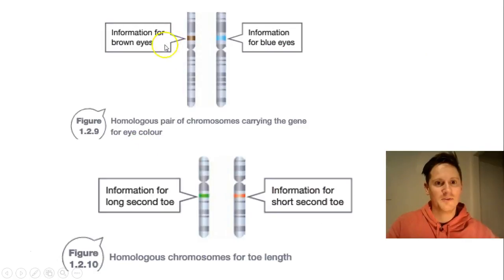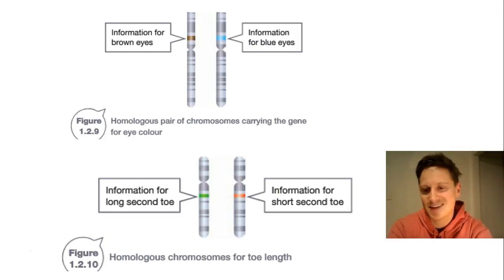Look at this one here. We've got the homologous pair for eye colour. One parent has passed down brown eye colour, one parent blue eye colour. What colour eyes do you think the child would have if it's got different information coming down from mum and dad? It's interesting, and it's something we will talk about in the next video.